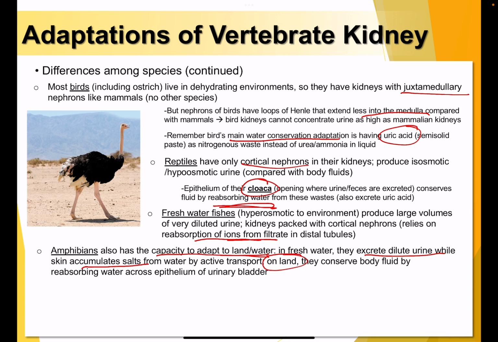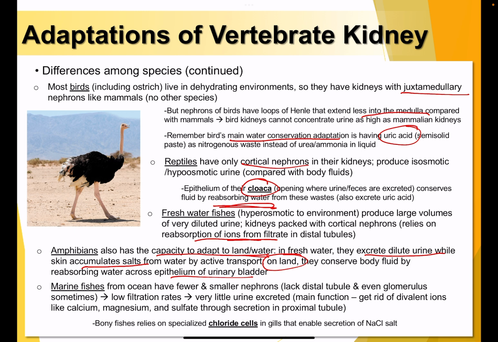On land, then they act kind of like mammals, where they conserve body fluid by reabsorbing water across the epithelium of the urinary bladder. Then, of course, they will also pee less, just like human beings do. But of course, we cannot absorb water across our urinary bladder, but frogs and amphibians can. Last but not least, you have marine fishes, which we already talked about.